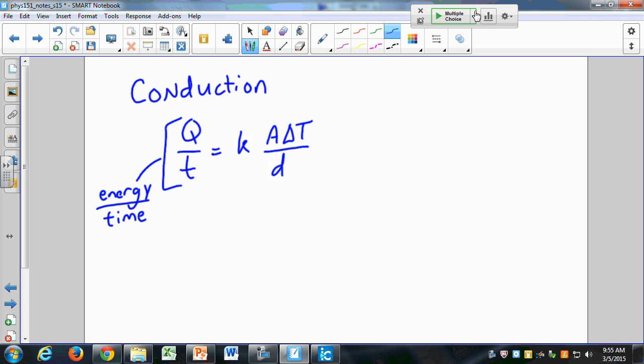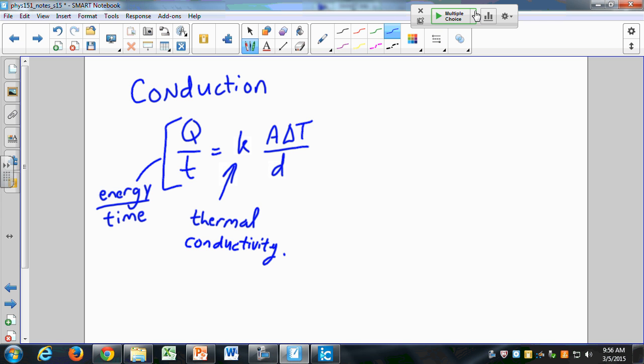Then we have several things. The k is just a constant. It's thermal conductivity. Thermal conductivity is dependent upon the type of material. Something with a high thermal conductivity will conduct thermal energy really well. Something with a low thermal conductivity will not conduct thermal energy very well.